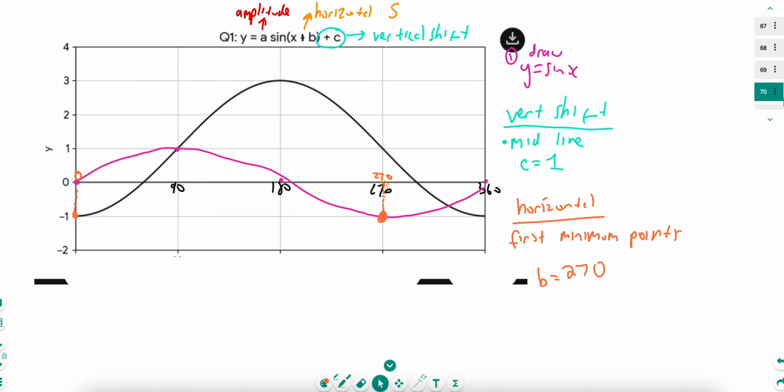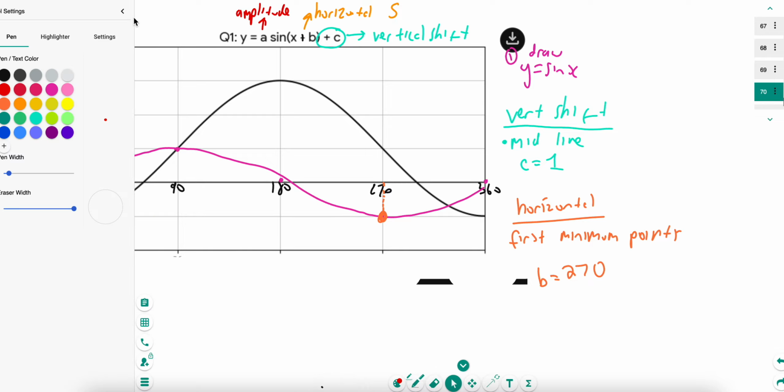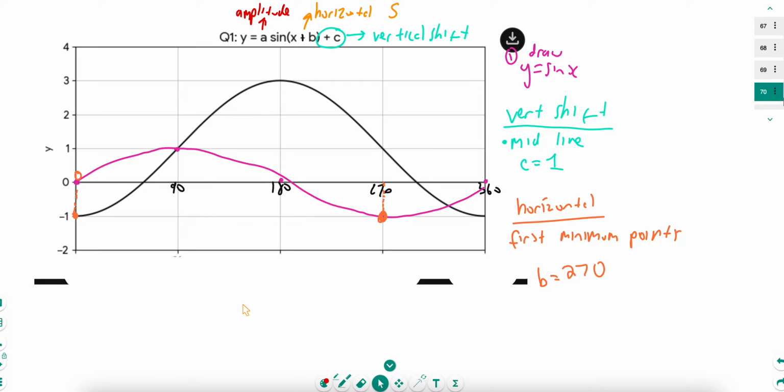Now we've got to do the amplitude, our A value. Let me just get rid of this. So amplitude is also known as a change in the height. So what we're going to do is look at the height of our regular sine graph. Well, the highest point's at 1, the lowest point's at -1, so this graph has a height of 2.